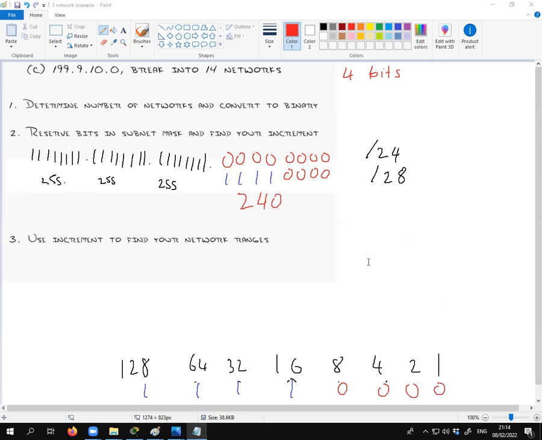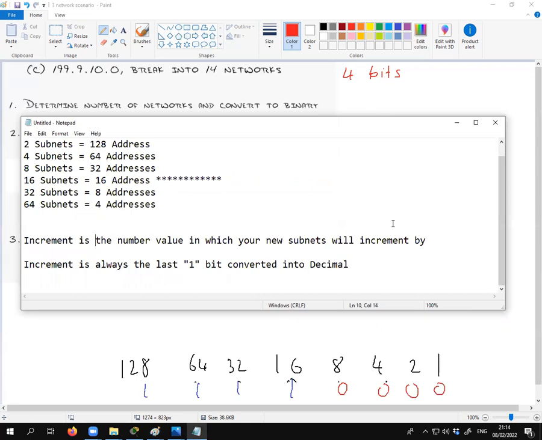The 16. The increment value is always the last 1 bit converted into decimal.